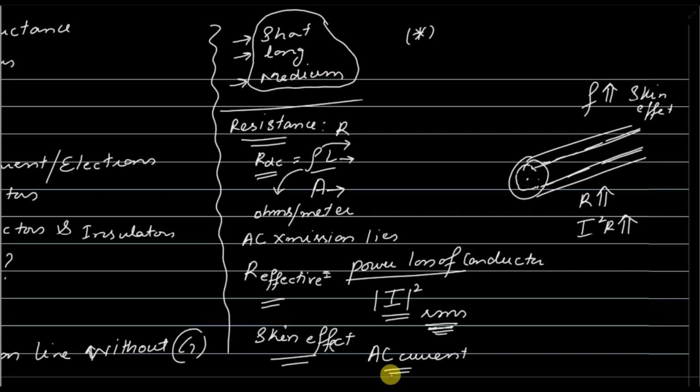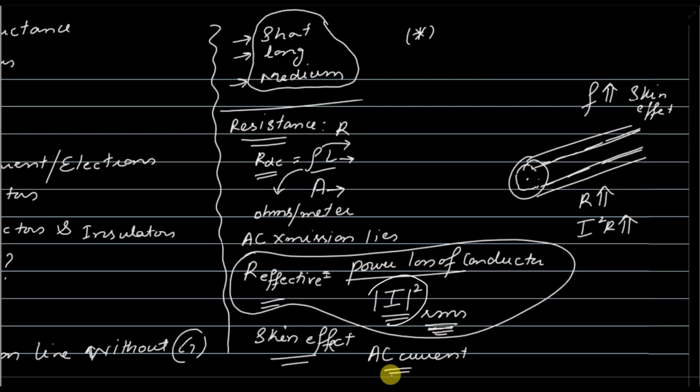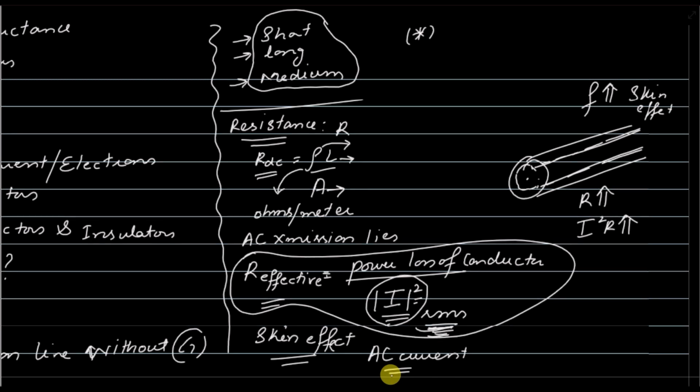So in order to measure the effective resistance, you have to calculate the power loss of the conductor, and then you have to divide it by I square, the effective value of current squared, and that is actually the RMS value of the current.